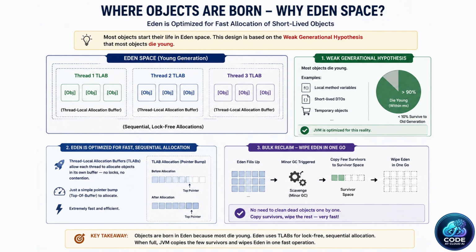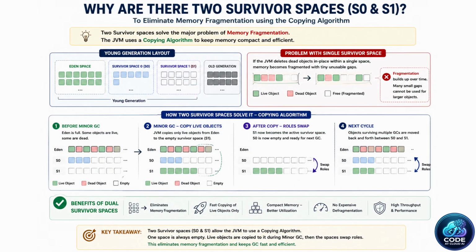Because the JVM knows over 90% of these objects will be dead within milliseconds, it doesn't waste time cleaning them individually. It waits until Eden fills up, copies the few survivors elsewhere, and wipes the entire space in one fast operation. But why are there two survivor spaces instead of just one?